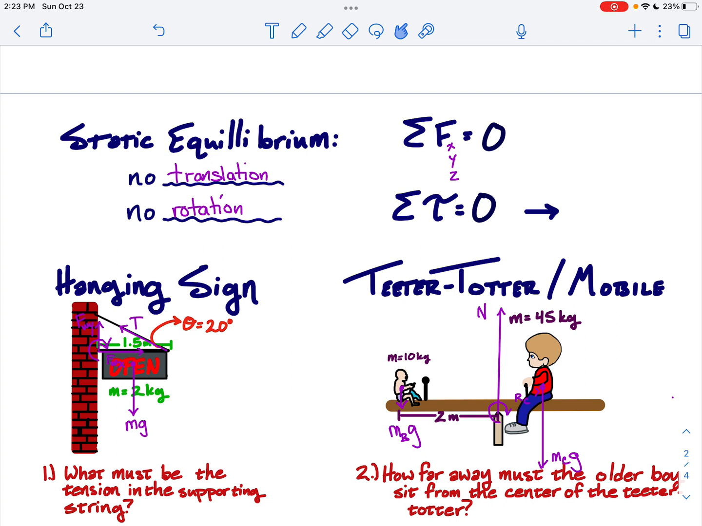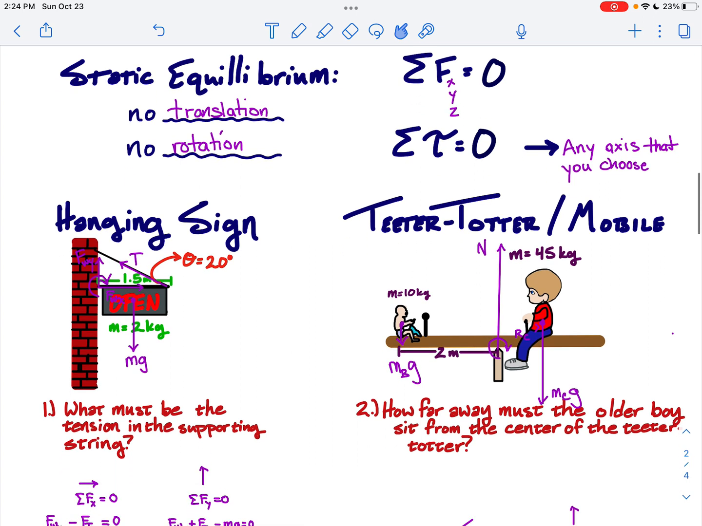Then you could also say the net torque is 0 about any axis. Now here's the beauty of it. Because the object is not rotating, you could pick any axis you want to be the axis of rotation. All right? Case in point, this hanging sign.